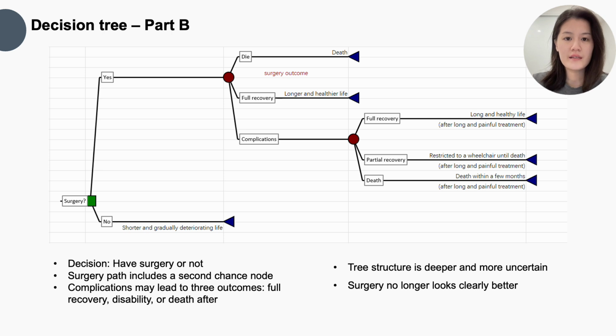So now let's build on that and look at the decision tree for Part B. The structure is more detailed now. If the patient chooses surgery, the outcome is no longer just recovery or death. Instead, complications are introduced as a third possibility, and they lead to even more outcomes, like full recovery after treatment, disability, or death after suffering. So the surgery path now has multiple layers of uncertainty, and each branch leads to a very different quality of life result.